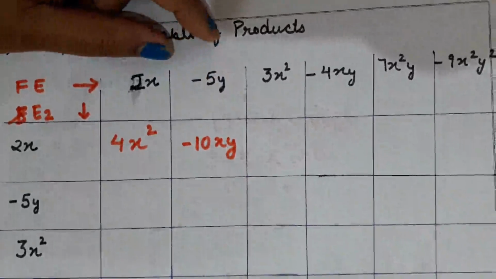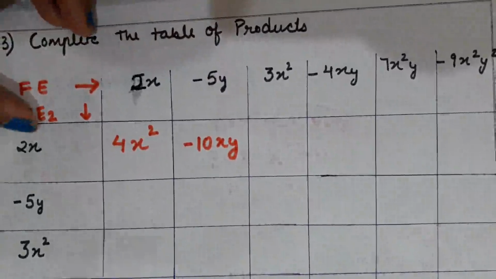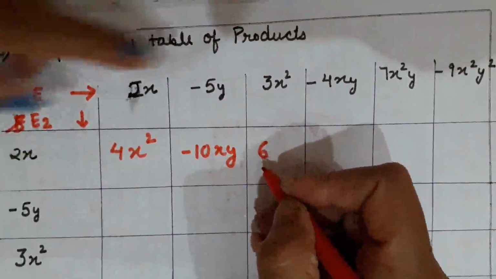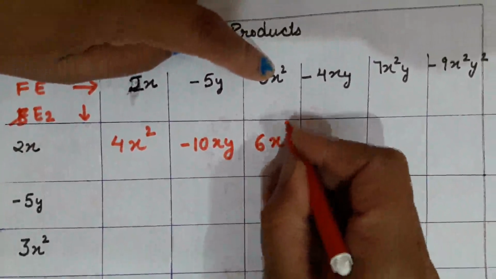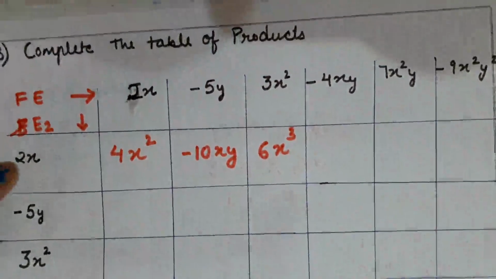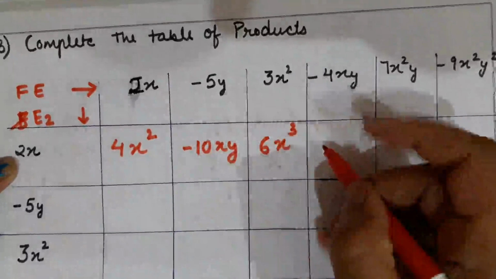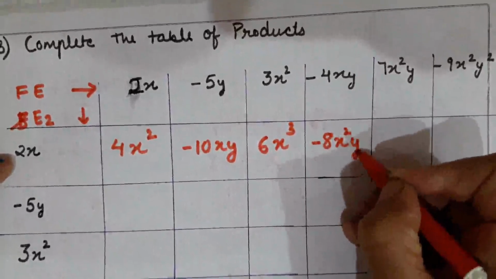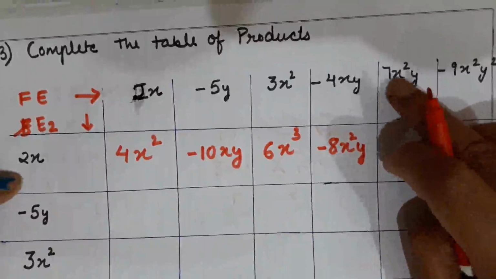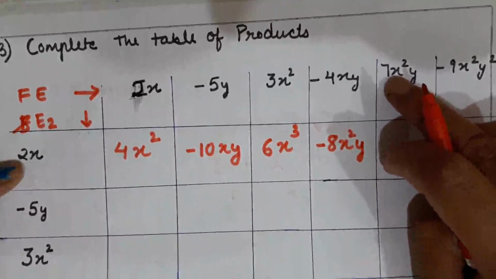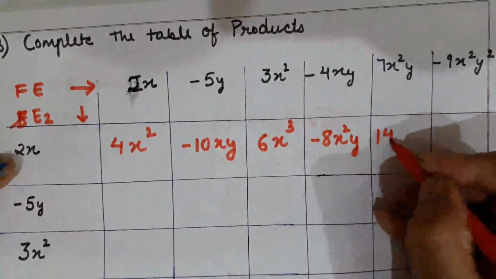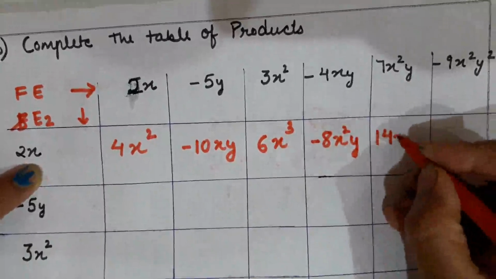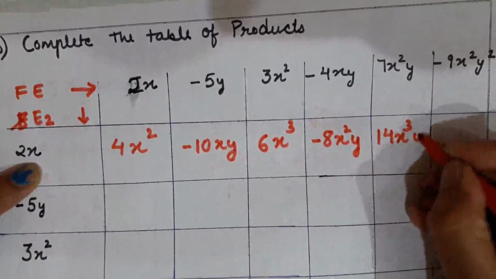Okay, so in this way you have to complete this table. 2 into 3 gives you 6, and x here and here is x square, so gives you x cube. Okay, now 2 into 4 gives you 8 with minus sign, x square and y. 2 into 7, here is 7, here is 2, so 2 into 7 is 14. Here is x cube, so we are going to add both the power. It becomes x cube and y.